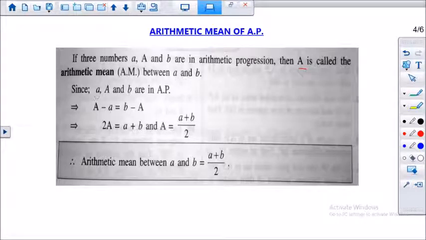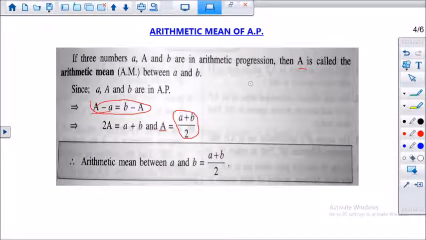Since A, capital A and B are in AP, then we can write capital A minus small a equals small b minus capital A. After solving this equation, we will get capital A equals (a plus b) by 2. Let us take one example.